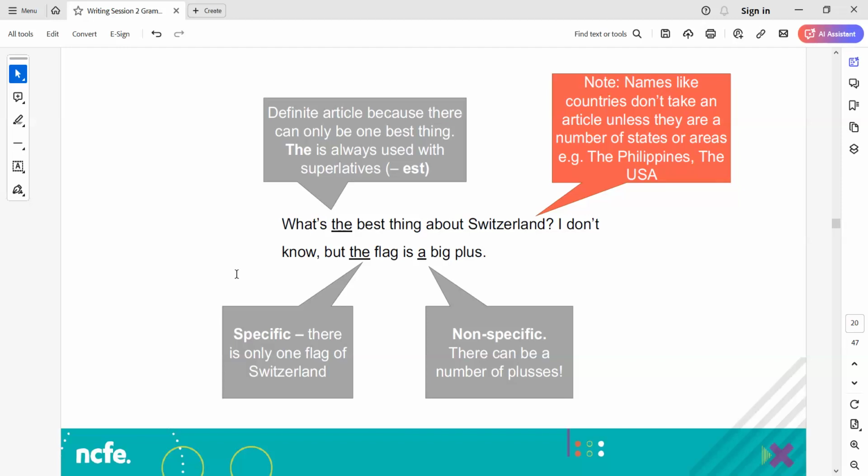So the superlative: the best, the fastest, the strongest. There can only be one of them. In terms of language, if you talk using the superlative, the best, the worst, the most, then there can only be one of them. So we use the, because it's definite, it's the best thing.